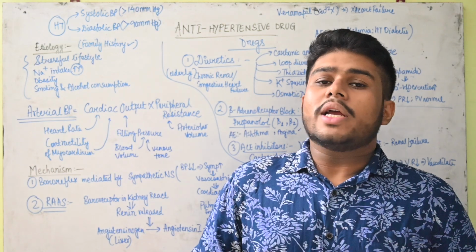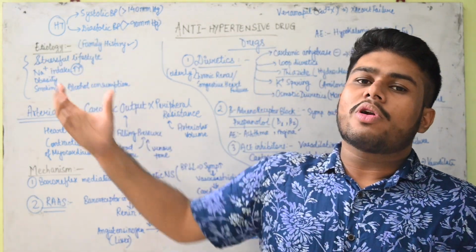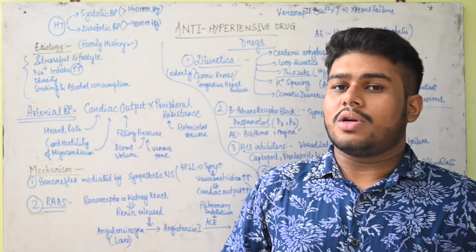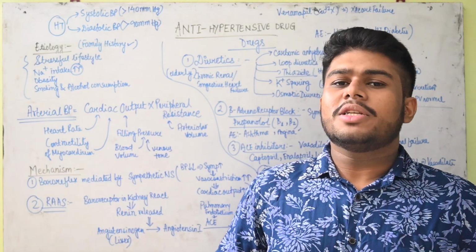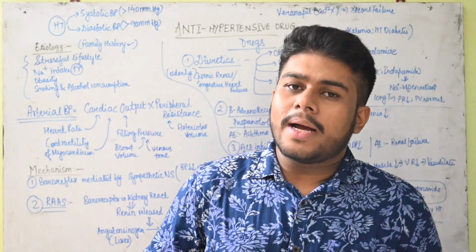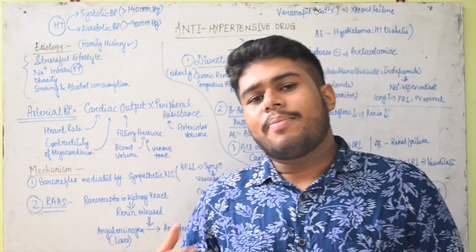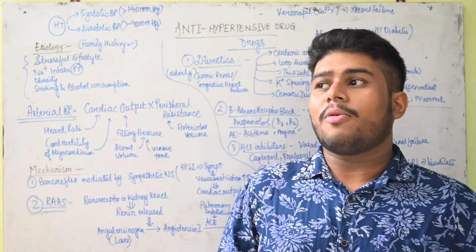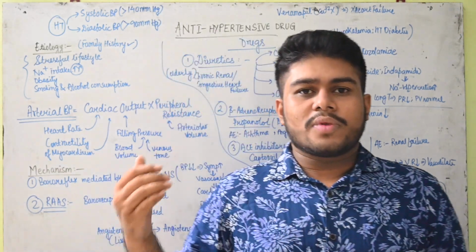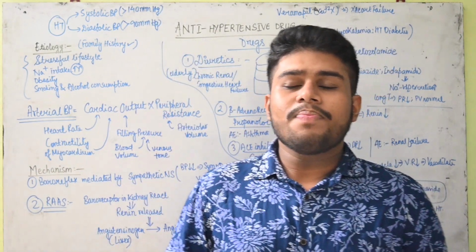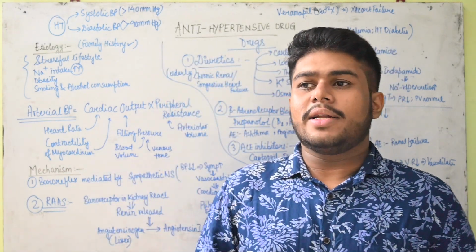Now the causes, or the etiology, of hypertension. What can be the causes? The most important cause is lifestyle disorder. Diabetes mellitus, mainly type 2, is also a type of lifestyle disorder, and hypertension, on the other hand, is also a type of lifestyle disorder. Though there are chances of genetic or family history, mostly they are classified under lifestyle disorder.